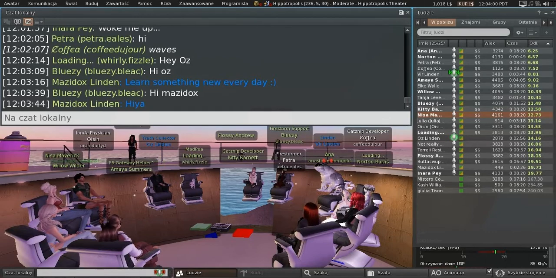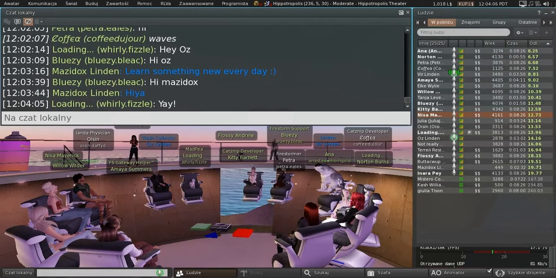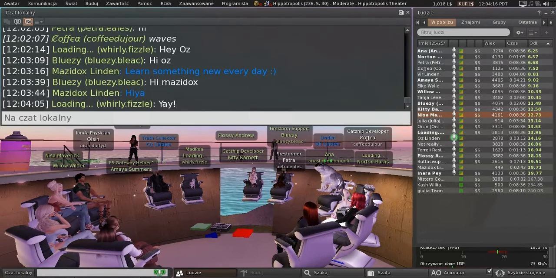Lakes on Mesh project viewer was just approved, so that should be going out soon. Is that going to work only on Aditi initially? It'll work everywhere. There's no simulator-side component on that. Okay, right.